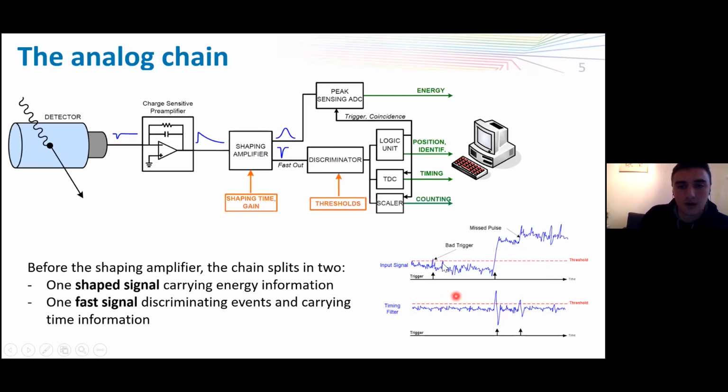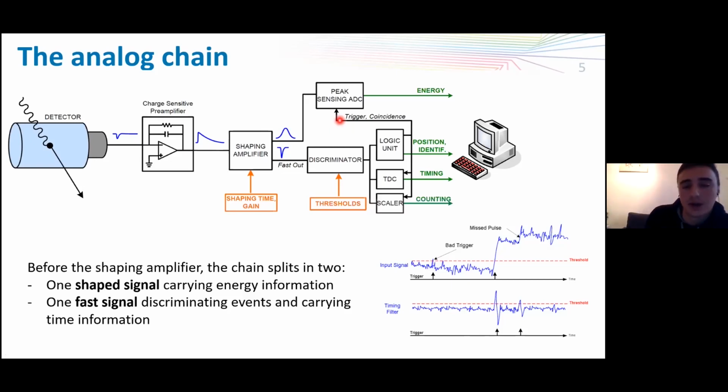Because if we were to impose a threshold directly onto the input signal, then we might give rise to some bad triggers or even to some missed pulses. So once the timing filter is triggered and we have flagged the arrival of an event, the logic unit will go on about pairing this information with what is being processed on the energy output.